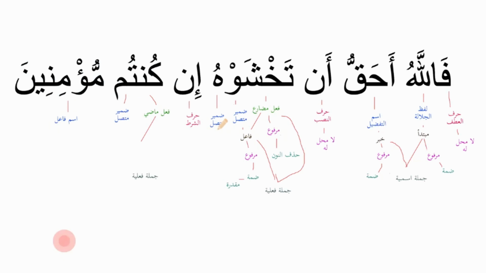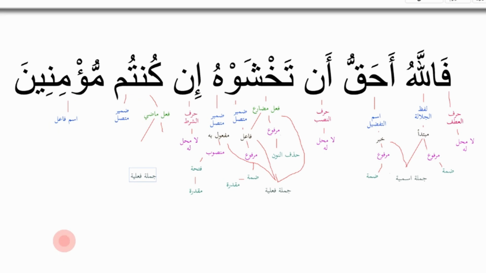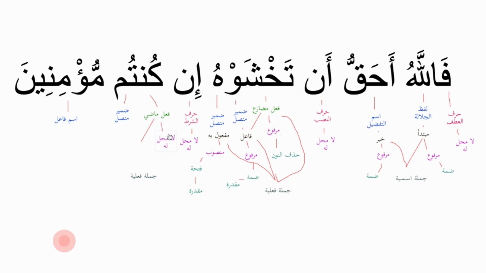Then the who is ضمير متصل, attached pronoun, its role is مفعول به منصوب in the state of nasb, and the expression of nasb is a فتحة مقدرة, a hidden فتحة, because that is a pronoun. Then that مفعول به is the third part of that verbal sentence. Then in is حرف الشرط, and because it's a particle, لا محل له, it has no محل. Then كنتم, that's a فعل ماضي, past tense verb, beginning a new verbal sentence. And because it's a past tense verb, it has also لا محل له, no محل.